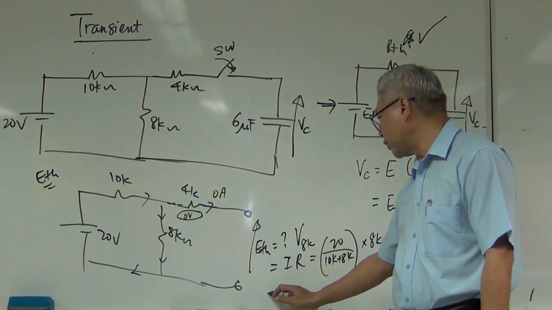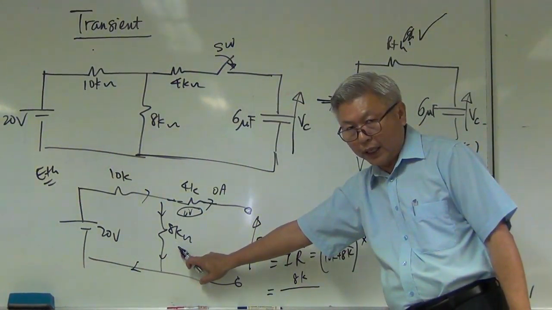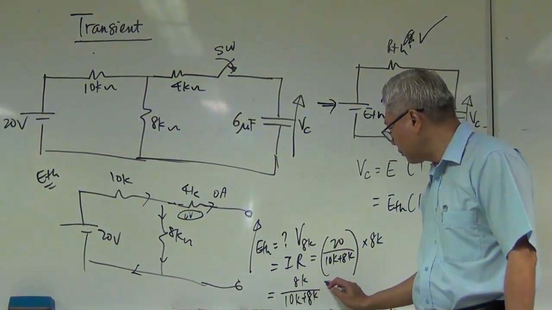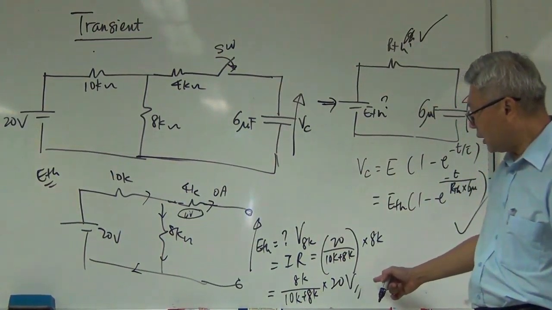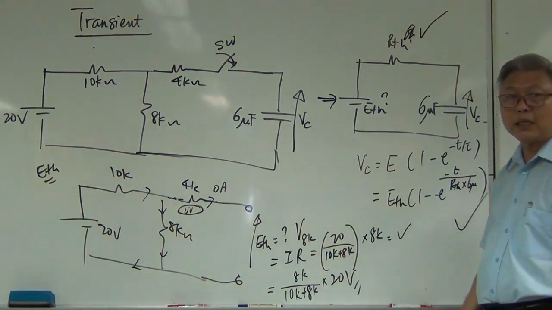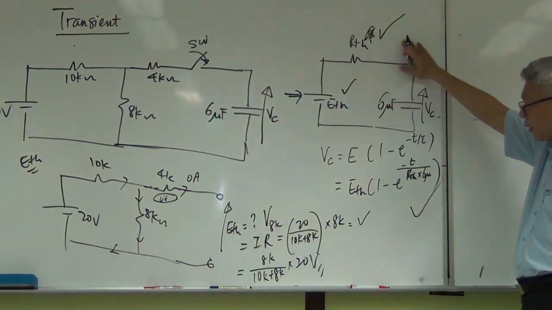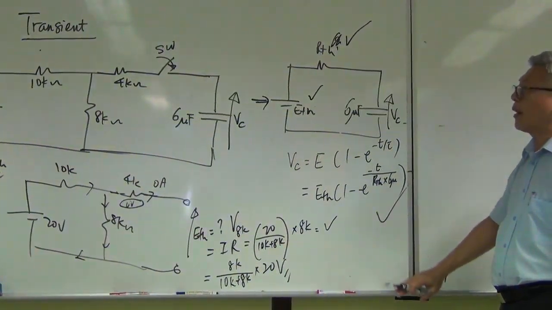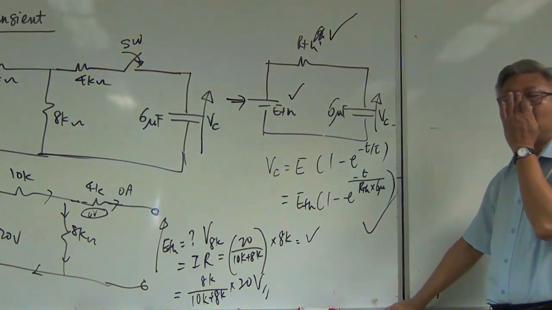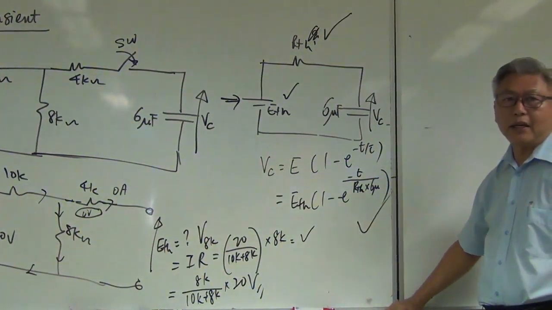Or some of you prefer to use voltage divider. Voltage divider says in a series circuit, if you are interested in finding the voltage across one of them, you take it divided by the total resistance. So this is the voltage divider method. This is the Ohm's law method. The answer is exactly the same. So with that, I found my ETH. Once I get my ETH and my RTH, I can find my time constant, and I can get my expression easily. In other words, when the circuit is not a simple series circuit, you must think of simplifying the circuit into a simple series circuit before you can get the answer.